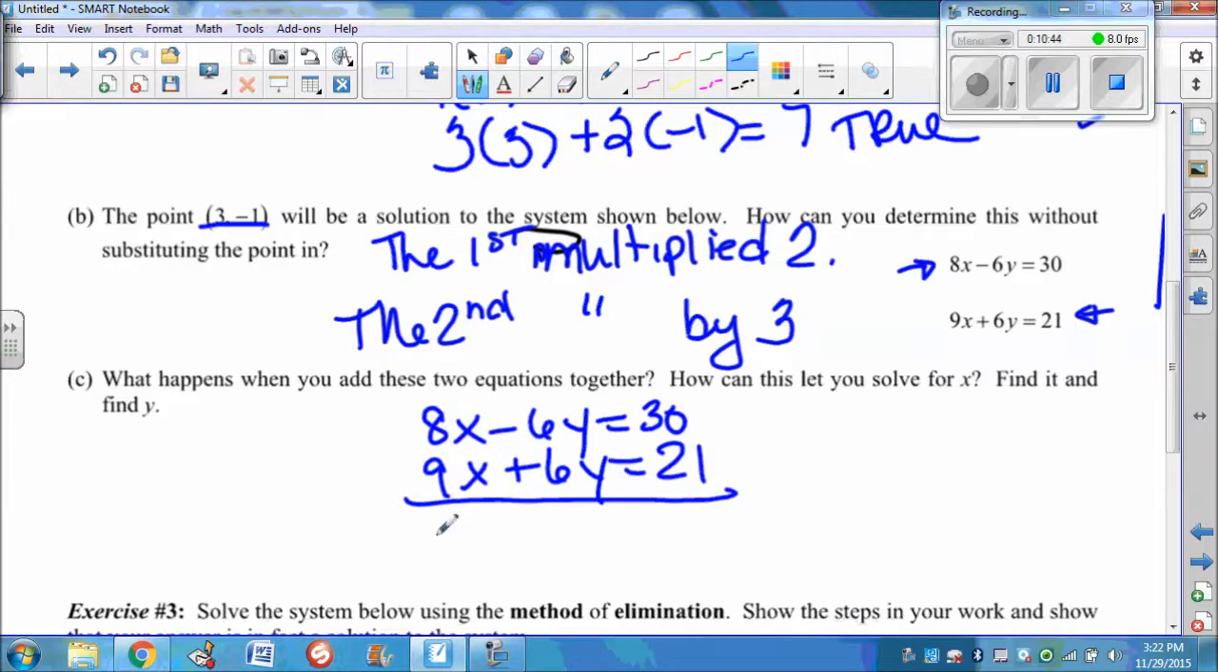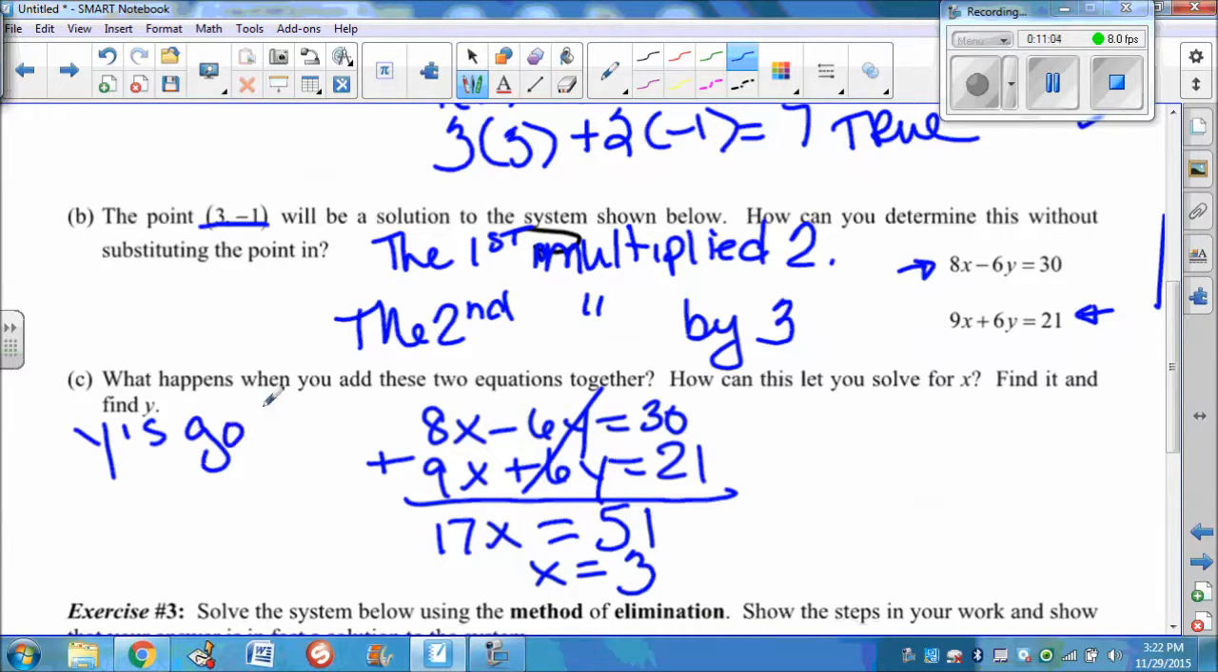So we get 17x. Oh, look at that. The y's cancel out, or go to 0, I should say. And we get 51. So now x is equal to 3. Okay, so the y's go to 0. And that's what we need, because we can only solve an equation with one variable. So we have to eliminate one of the variables. So it says, how can this let you solve for x?